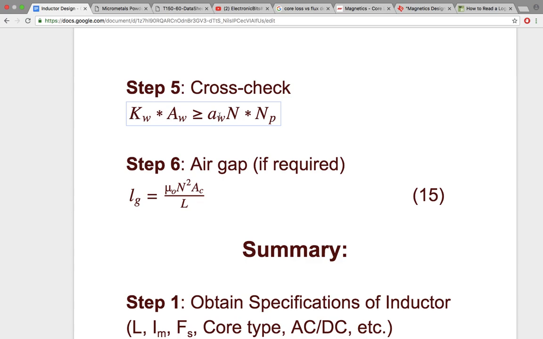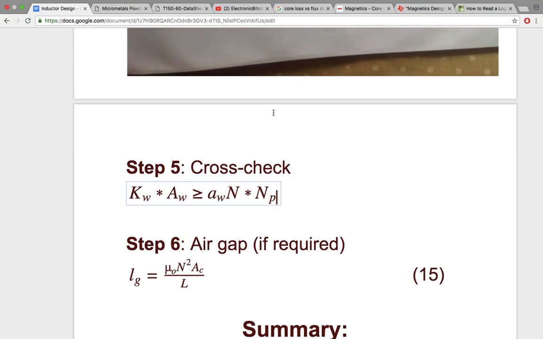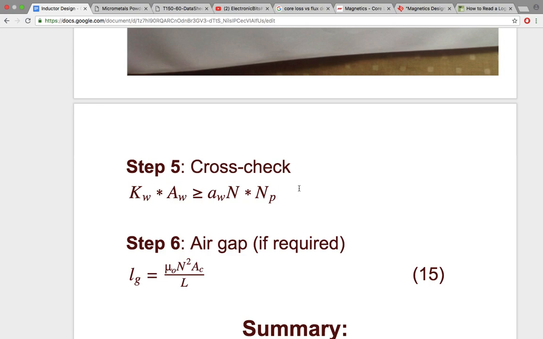It's the same basic formula, where we have kW into window area has to be greater than or equal to the total cross sectional area of the wire which we are going to use. So for DC also, what can be done is we can connect many wires in parallel. Let's say our current requirement is 100 ampere. So you can choose wire for DC application.